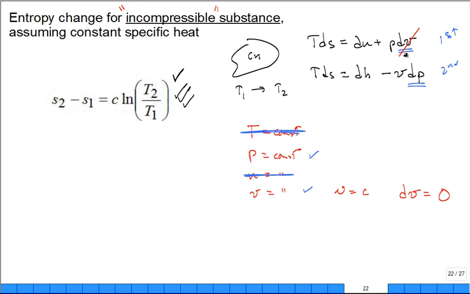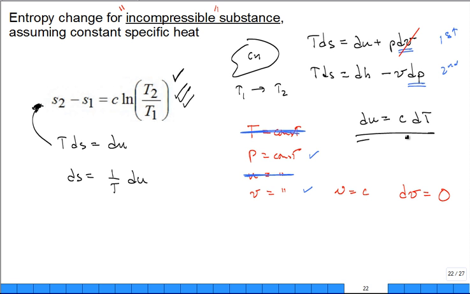If you use the first equation, you find that T dS is equal to du. That sure doesn't look like that. How are you going to get to there? Okay, give me a minute. How about this? dS is equal to 1 over T du. All right. For an incompressible substance, how is du equal to? Is that equal to C dT? For an incompressible substance, is a change in internal energy equal to specific heat times change in temperature?